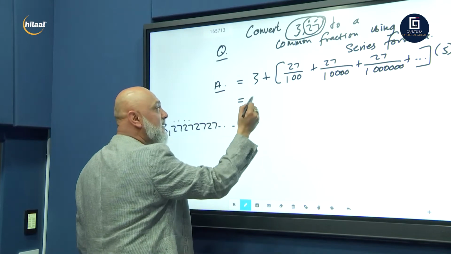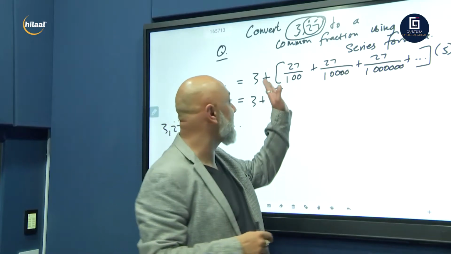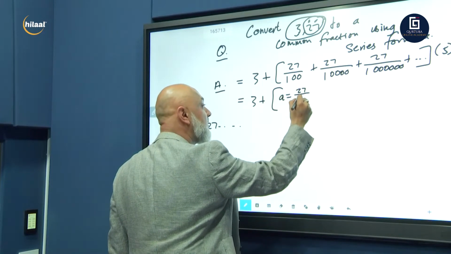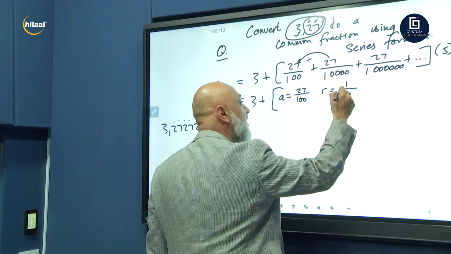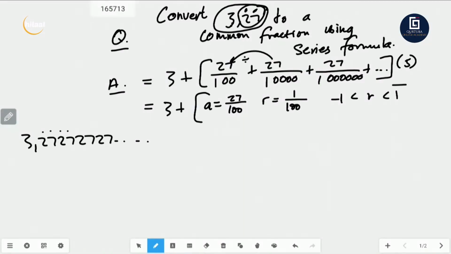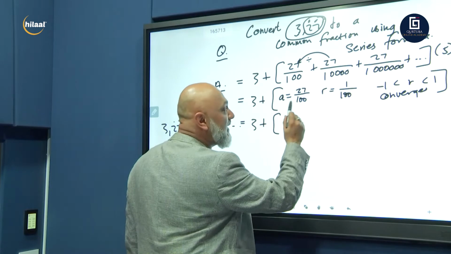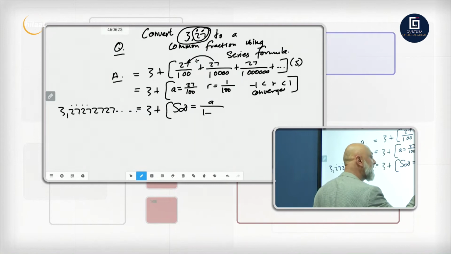So we know this is 3 plus a geometric series. We're summing a geometric series after the comma. So my first term A is equal to 27 over 100. My common ratio R is that divided by that, which will be 1 over 100. And we know R, 1 over 100, is less than 1 but greater than minus 1. So therefore we know it converges to a certain number, and that's the number we are looking for. So this is equal to 3 plus, now what is the sum to infinity? Sum to infinity for convergent is A over 1 minus R.